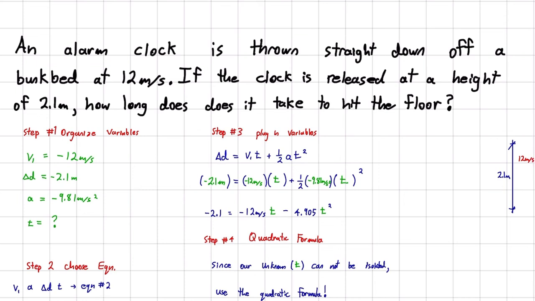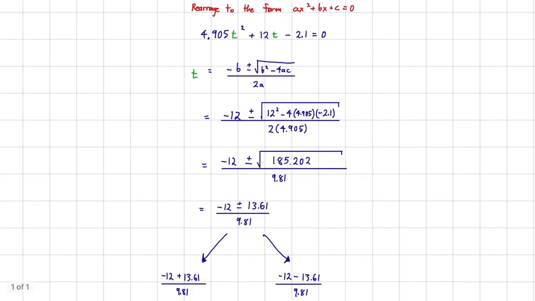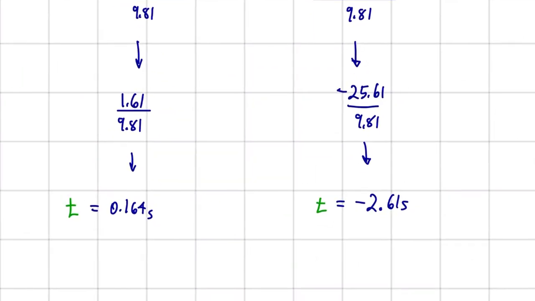Well, we're looking at t as a unit of time, right? And we're wanting to find, back to the question here, how long does it take for the alarm clock to hit the floor? So looking at these two answers, we know a negative time is not possible. We can't go backwards in time. So this answer here, we're going to cross out. It is not the answer that we are going to look at, because negative time is not real.